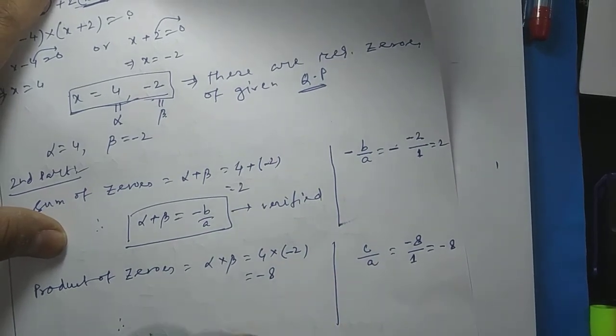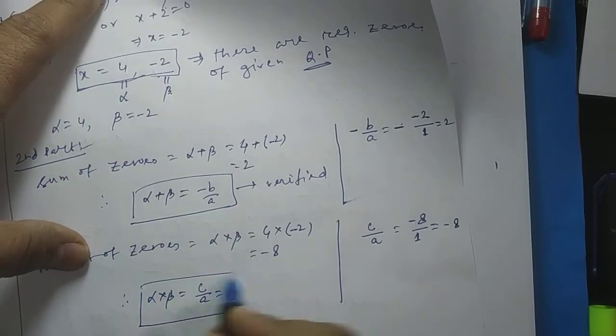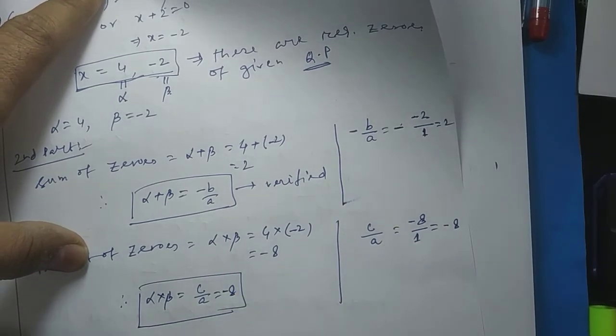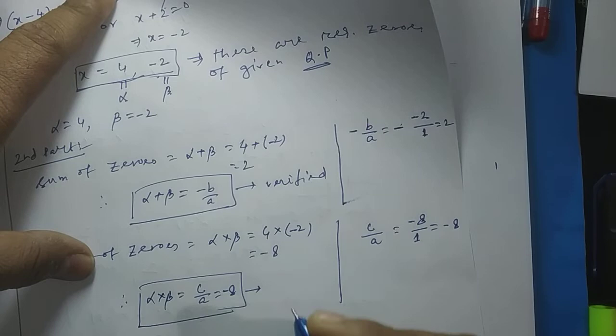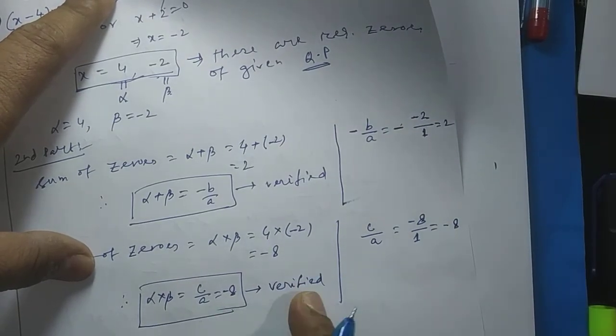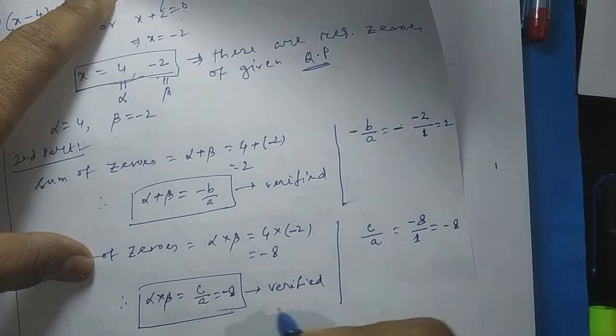So you can say here alpha into beta equal to c by a. Both are equal to minus 8. Correct? Both are equal. Sorry, minus 8. But they are equal. Also the second relation has been verified.